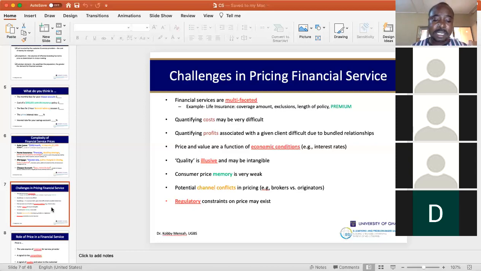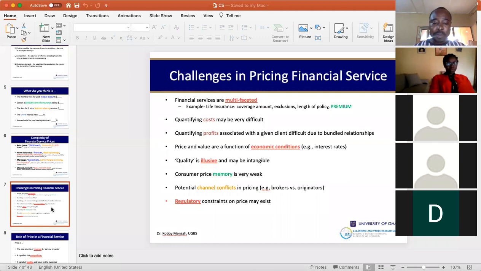And lastly is the regulator constraint. Just as we explained, the regulator is going to have a price ceiling and a price floor, which would actually constrain you from moving beyond that. So even if you have so much money as a business and you want to beat competition by slashing your prices to a very minimum, because of the regulator, you may not be able to go beyond the regulator's limit. All right. I hope it's clear on the challenges.